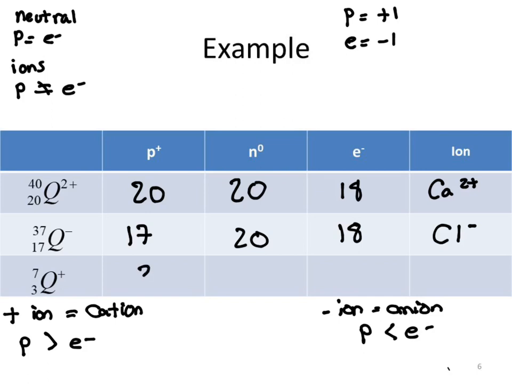So you should have 3 protons, you should have 4 neutrons, and it has a +1 charge, which means I need 1 more proton than electrons, so I should have 2 electrons. Element with atomic number 3 is lithium, and there's that +1 charge. So that's how we deal with ions.